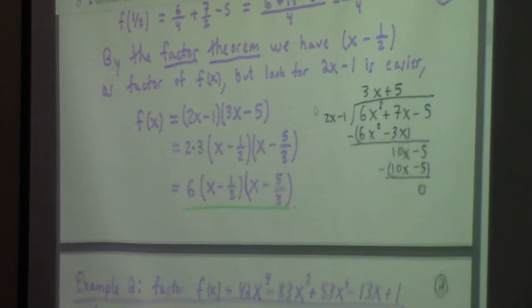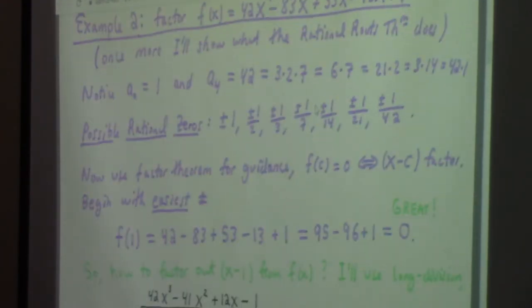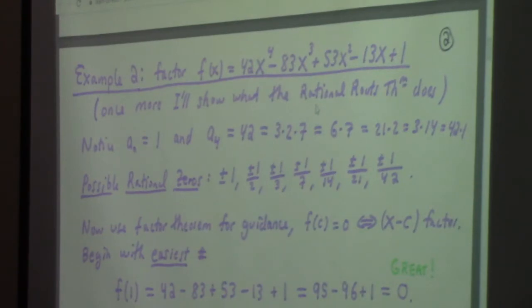All right. Now this next example here, this one's a little bit tougher. 42x to the fourth minus 83x cubed plus 53x squared minus 13x plus 1, right?